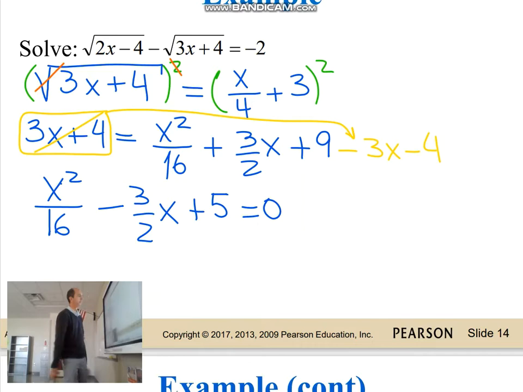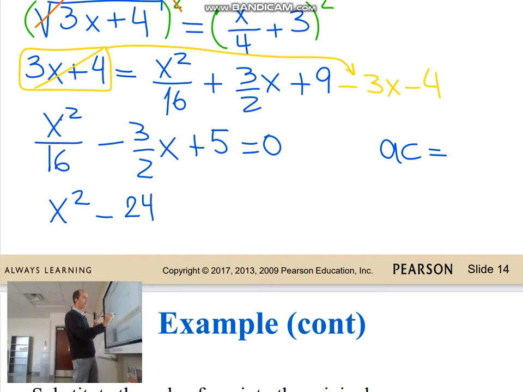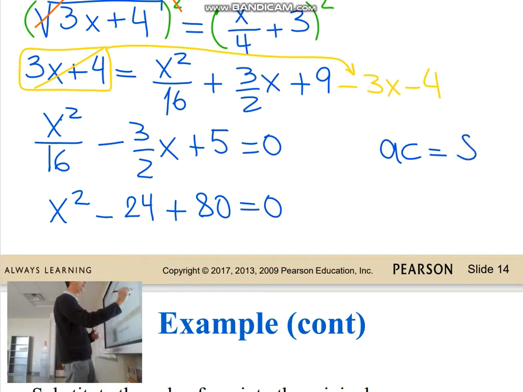Well, you can solve this using the AC method, okay? And actually we can multiply both sides of the equation by 16 to simplify this a little bit. So we're going to have x squared minus 3 times 16 divided by 2, which is 24, x, plus 16 times 5, 80, equals 0. You have to find two numbers whose product AC is 80, and the sum of the two numbers equals negative 24. If you think about it, apply the AC method, okay? This is the AC method.